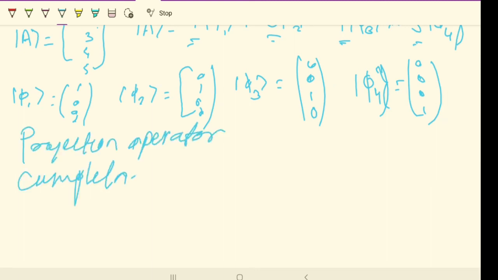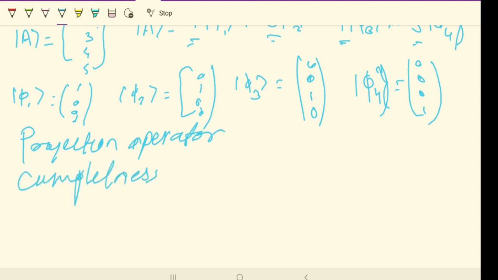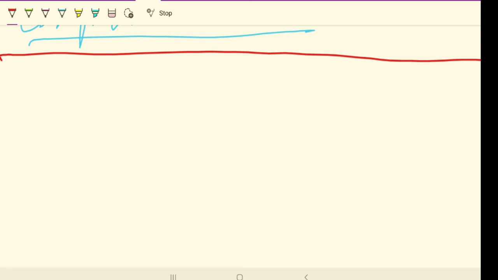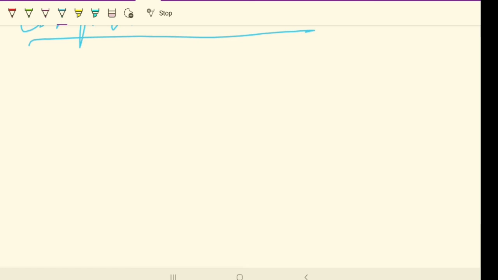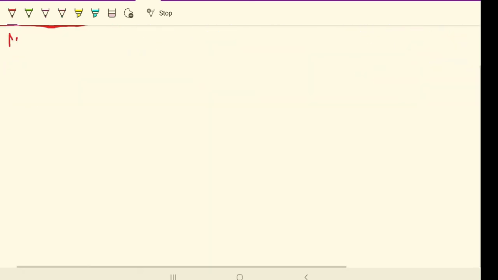Where do you need this representation? When you have to deal with what is known as the projection operator, or the completeness condition. We will be discussing operators in more detail in the next lecture, in the next video. But for the time being, please remember this particular thing. You also need to represent your basis vectors in matrix form.